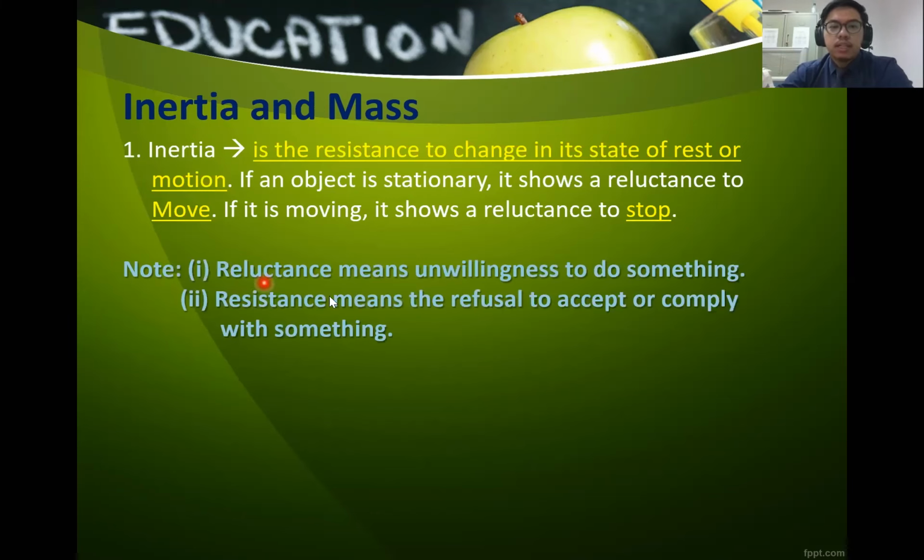The word reluctance means unwillingness to do something, and resistance means the refusal to accept or comply with something. So inertia is the resistance or the reluctance of an object to change its motion. So how hard it is to move an object or stop an object.